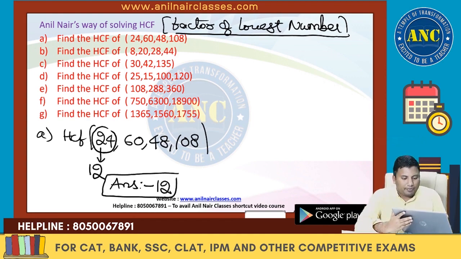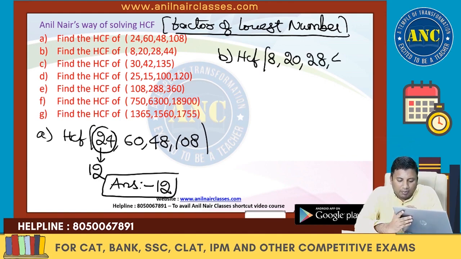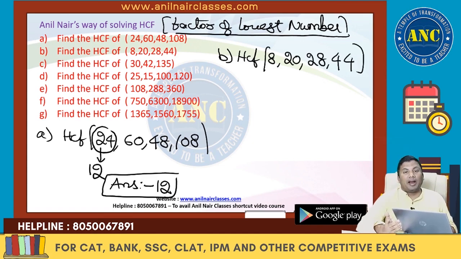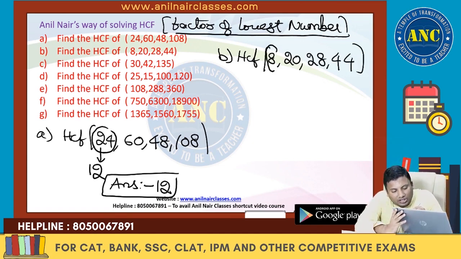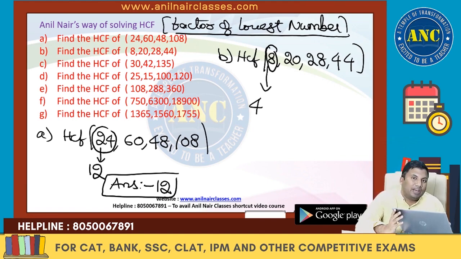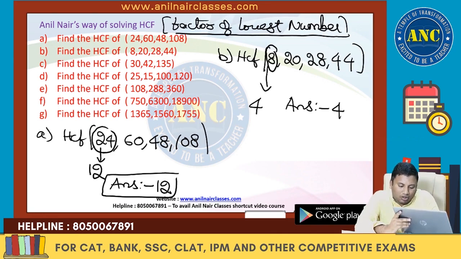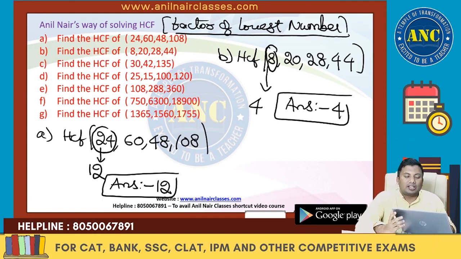Second question. Find the HCF of 8, 20, 28, 44. Take the factor of the lowest number. Lowest number is 8. Is 8 a factor of 20? No. Take the next factor of 8, which is 4. Check whether 4 divides every other number. 4 5s are 20. 4 7s are 28. 4 11s are 44. Answer for the second question is 4. I hope you got the idea.